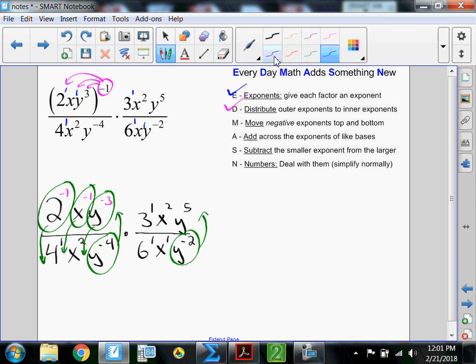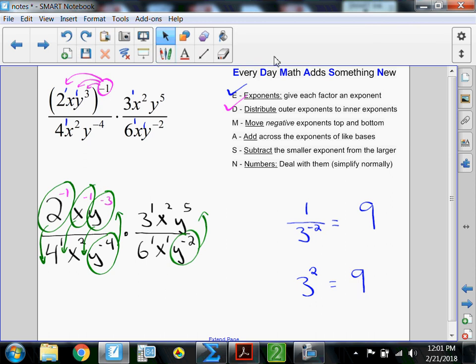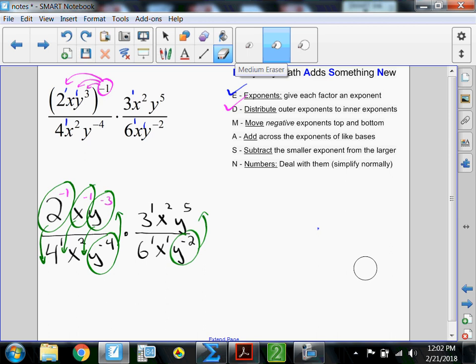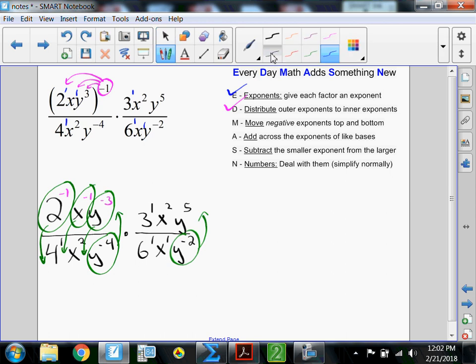If I have a 3 to the -2 on bottom, in my calculator, that's going to equal 9. If I take 3 to the +2 without a fraction, I also get 9. So this property of I can rewrite a factor with a positive exponent by switching it from the numerator to the denominator, or from the denominator to the numerator, is a valid mathematical step.